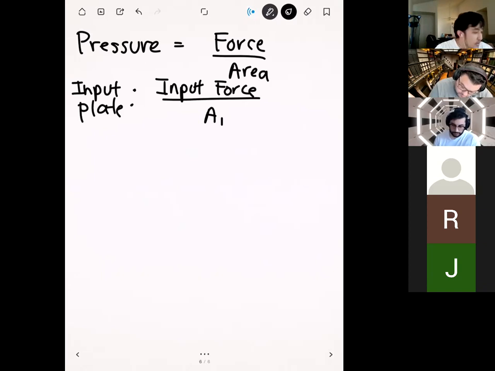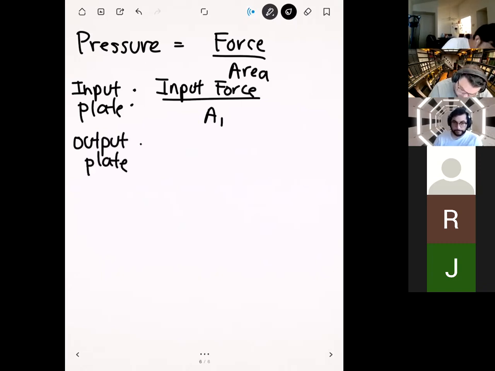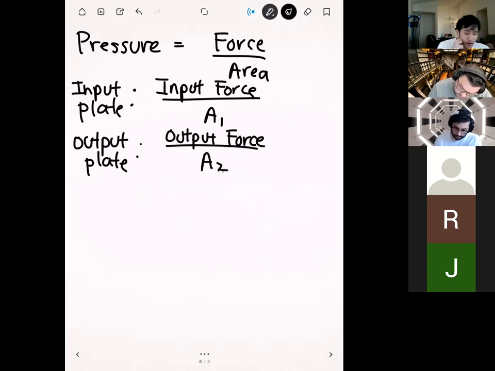The pressure at the input plate is basically going to be the force that we're pushing down with, divided by the area, A1. We can make the same expression for the output plate. At the output plate, we have the output force that's going out divided by the area of that plate, so we have output force divided by A2.